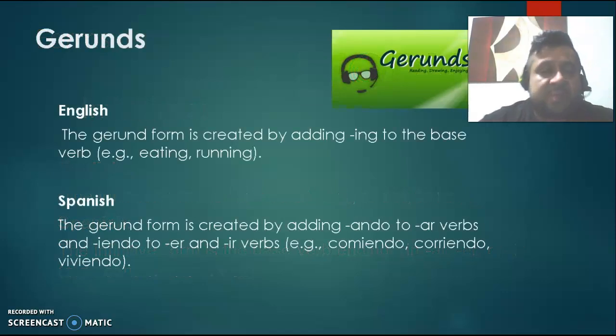In the gerunds, we have English and Spanish. The gerund form in English is created by adding ing to the base verb. An example, eating, running, washing, jumping. In Spanish, the gerund form is created by adding ando to ar verbs and iendo to er and ir verbs. For example, comiendo, corriendo, viviendo.